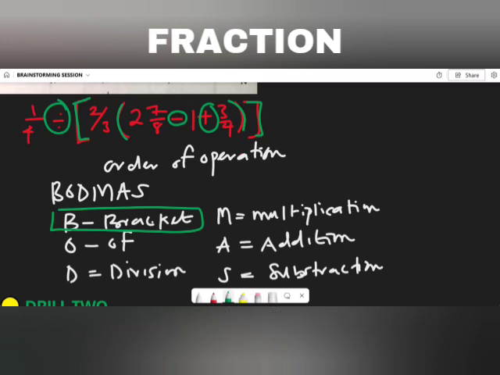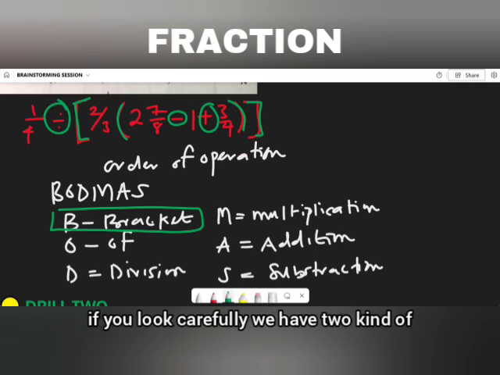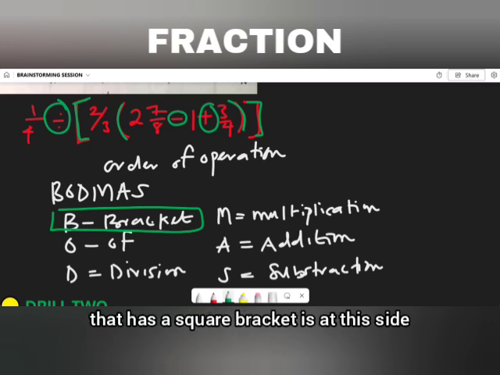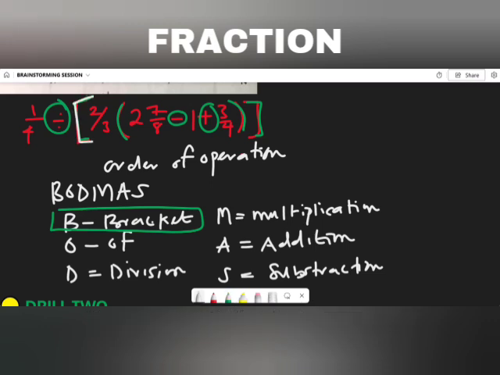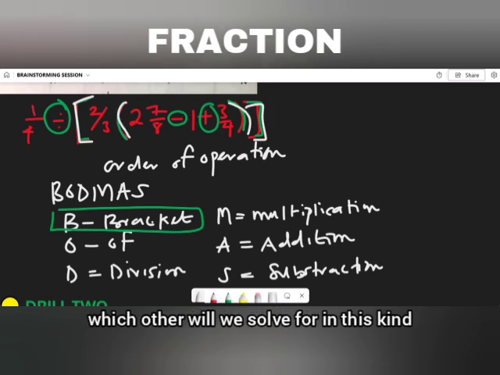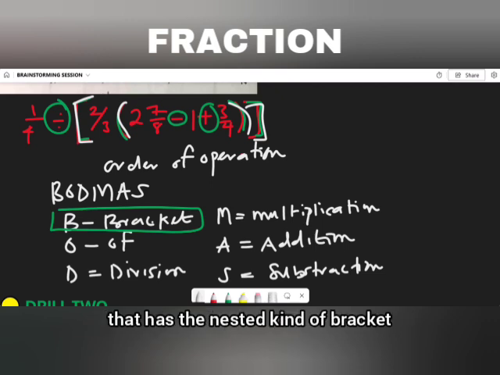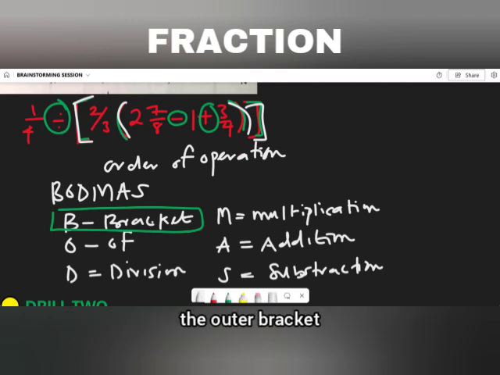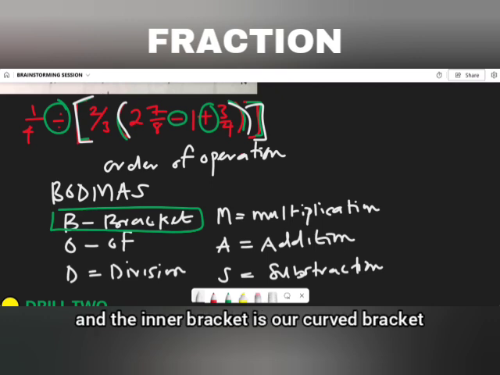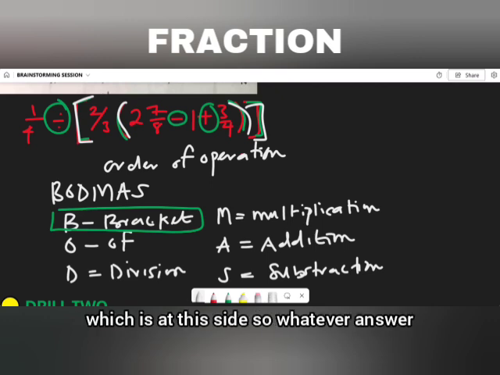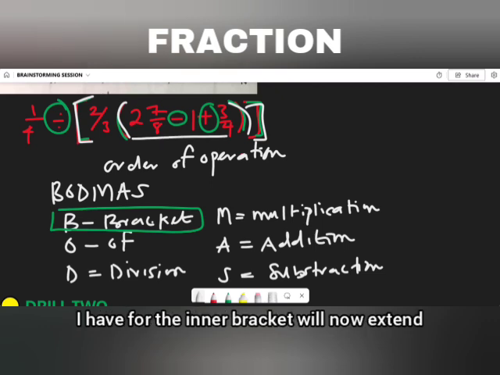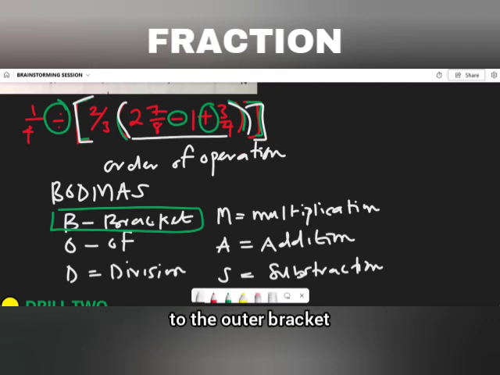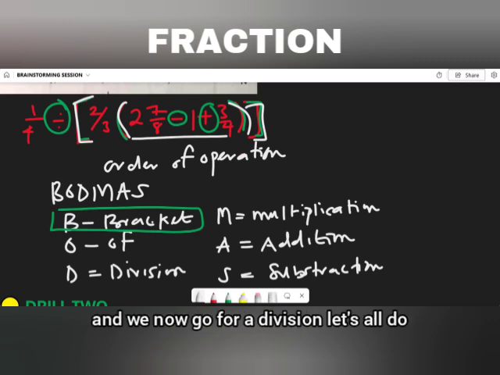Now dealing with the bracket, if you look carefully, we have 2 kinds of brackets. We have the square bracket, which is at this side, and also we have the curved bracket, which is at this side. Which of them will we solve for? In this kind of case, you are going to prefer the one that has the nested kind of bracket. That means the inner bracket before you solve the outer bracket. And the inner bracket is our curved bracket, which is at this side. So whatever answer I have for the inner bracket, we now extend to the outer bracket. Then we now go for a division. Let's solve this.